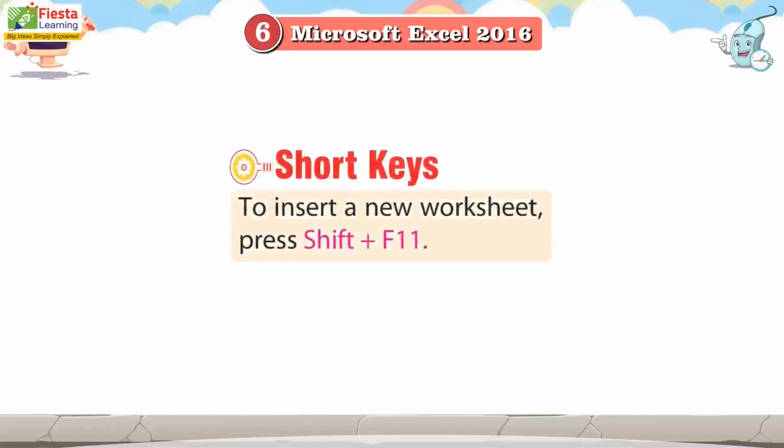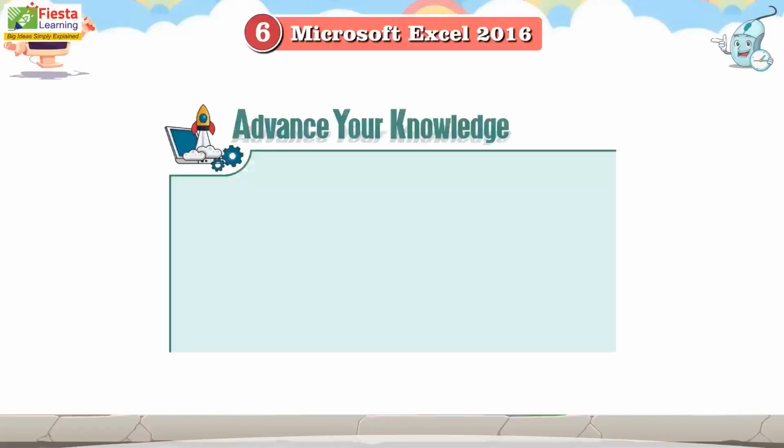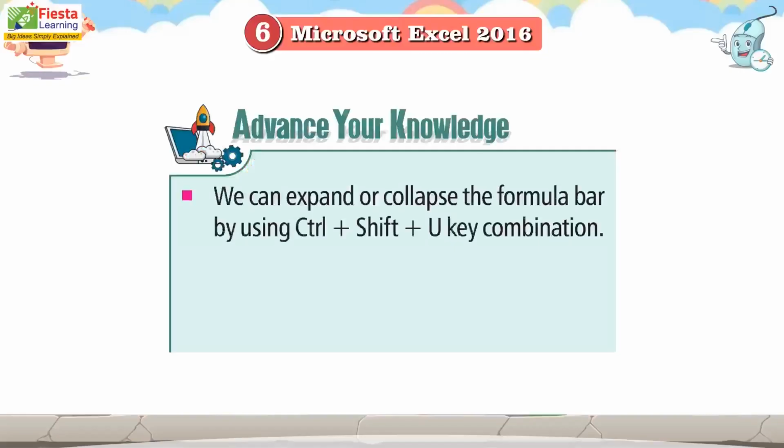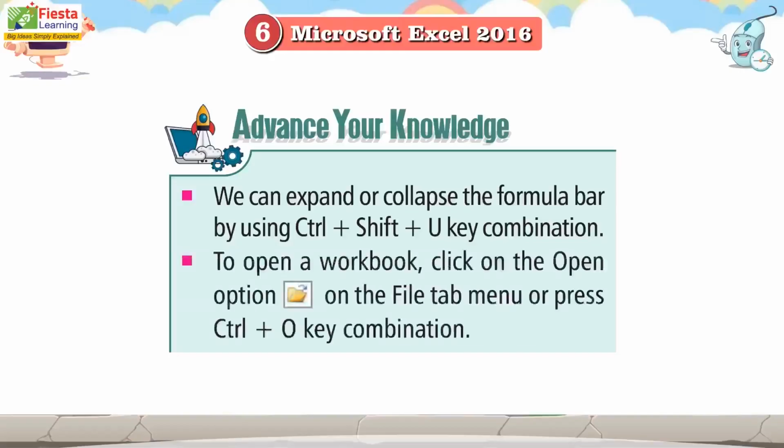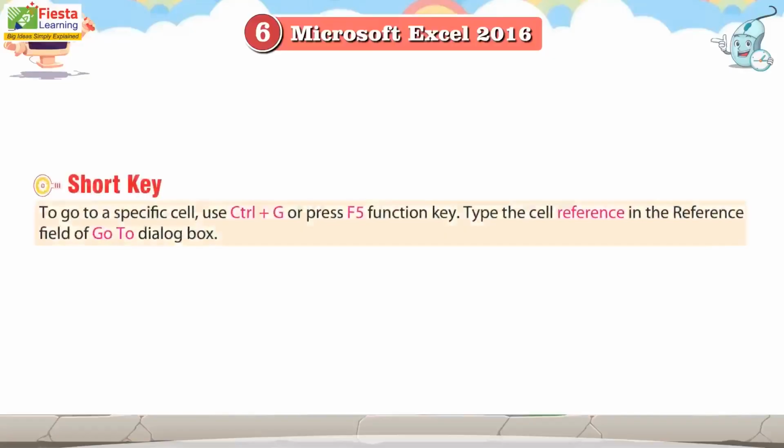Short keys. To insert a new worksheet, press Shift plus F11. Advance your knowledge. We can expand or collapse the formula bar by using the Ctrl plus Shift plus U key combination. To open a workbook, click on the Open option on the File tab menu or press Ctrl plus O key combinations. Short keys. To go to a specific cell, use Ctrl plus G or press F5. Function key. Type the cell reference in the reference field of the Go To dialog box.